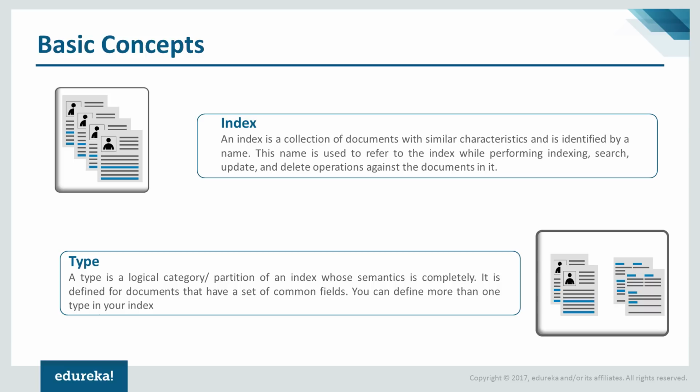So an index is a collection of documents with similar characteristics and it is identified by a name. The name is used to refer to the index when performing indexing, search, update, delete. Whatever operation you want to perform, you have to define on which index you want to perform it. Let's understand what a type is. A type is a logical category or partition of an index whose semantics is complete. It is defined for documents that have a set of common fields. So a type is a category inside the index for partitioning of the index. This is something which we will see. We can define one or more types in your index.